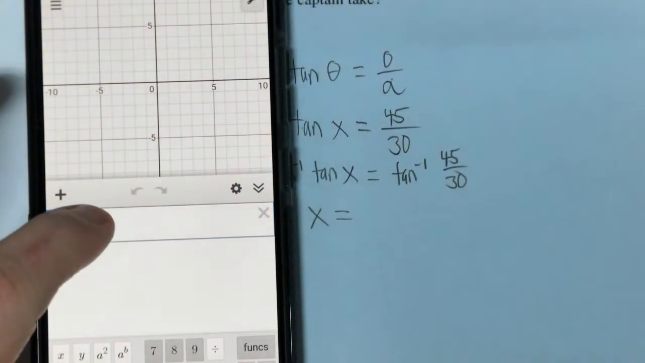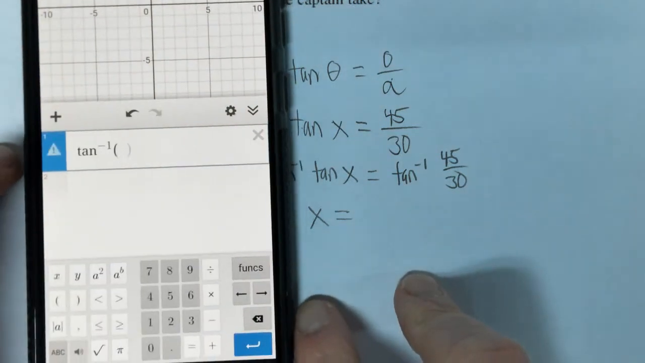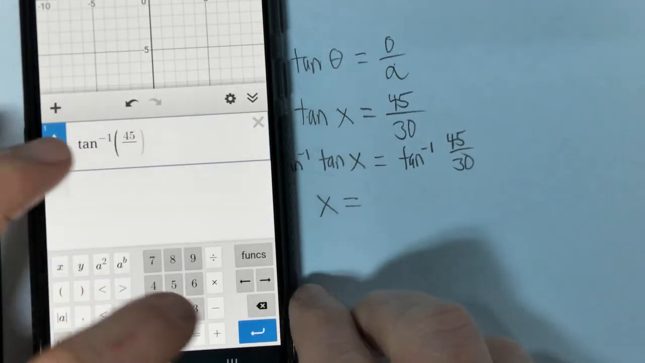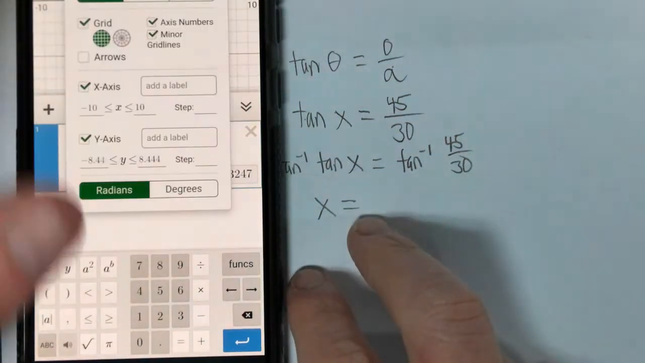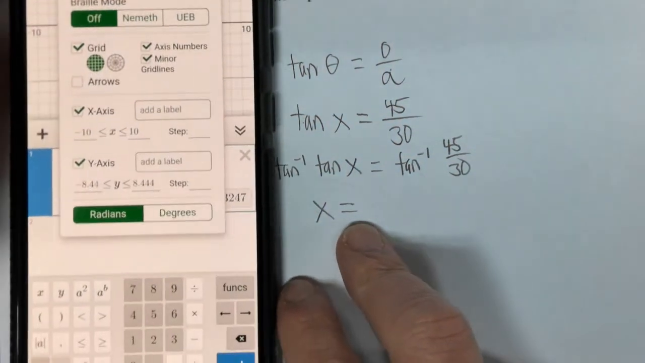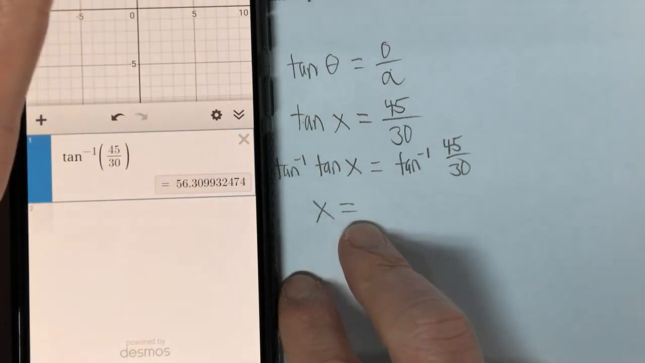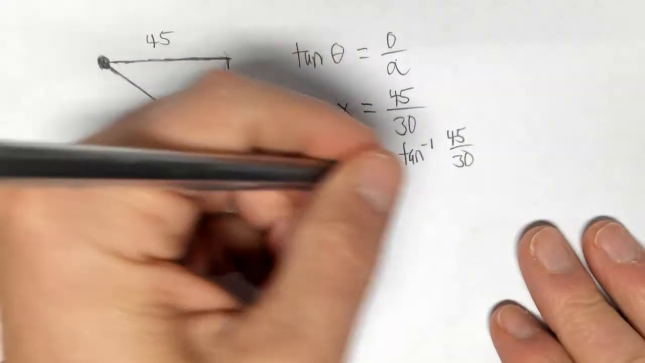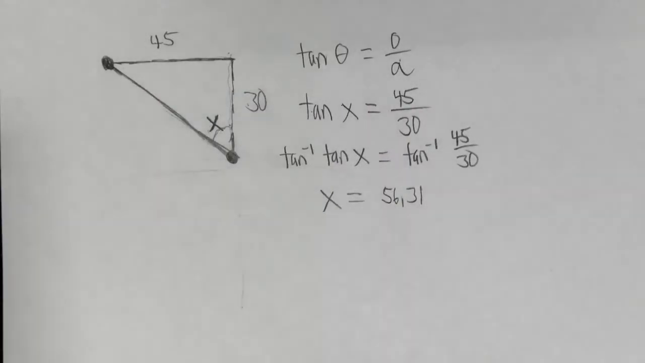And so we can go to the functions. We can get our inverse tangent of 45 over 30. And remember, make sure that you are in degrees. So I'm going to go up here to the settings and just change that back to degrees, and then we will come up with the right angle. So we'll round that off to 56.31. And so that's my angle.